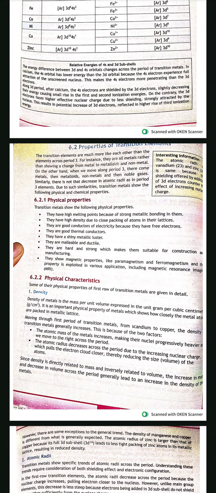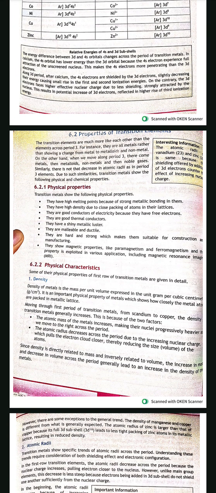Along the 3d period after calcium, the 4s electrons are shielded by the 3d electrons, slightly decreasing their energy, causing a small rise in the first and second ionization energies. On the contrary, the 3d electrons face a higher effective nuclear charge due to less shielding, and are strongly attracted by the nucleus. This results in a potential decrease of 3d electron energy, reflected in a higher rise of the third ionization energy.